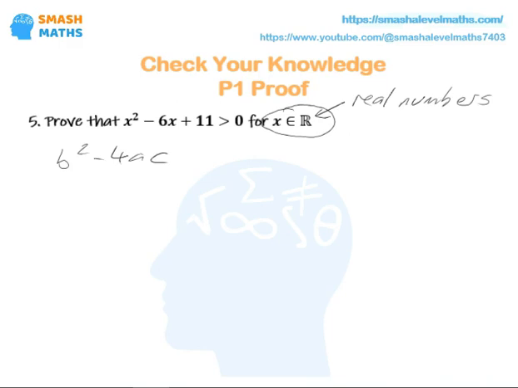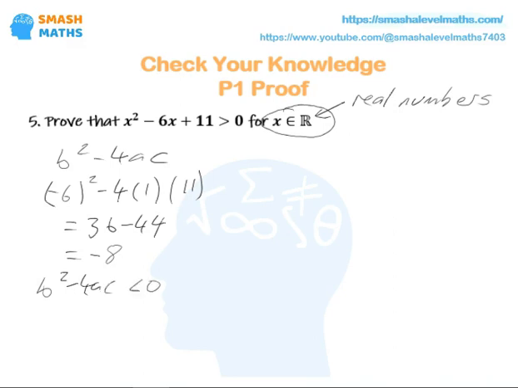So let's have a think about the value of the discriminant. So b squared, so we've got minus 6 squared, minus 4 times 1 times 11. Which is, what's that, 36 minus 44, which is minus 8. So what we've got is b squared minus 4ac is less than 0. So we've got no real roots to the equation x squared minus 6x plus 11 equals 0. So there's no value of x that works for that particular equation. And so what that means is that our quadratic is always going to be bigger than 0.